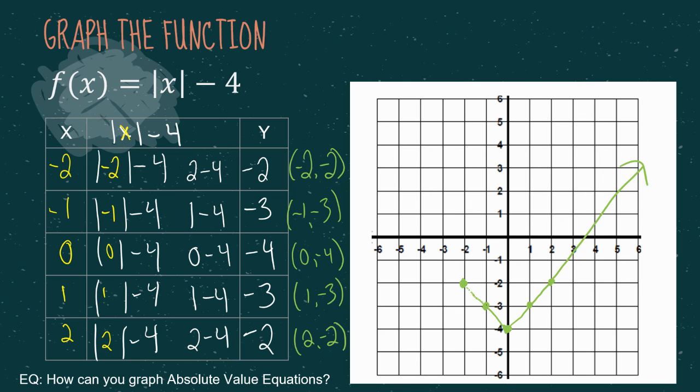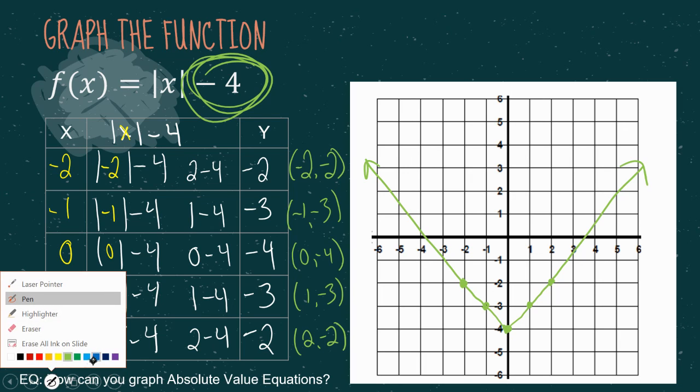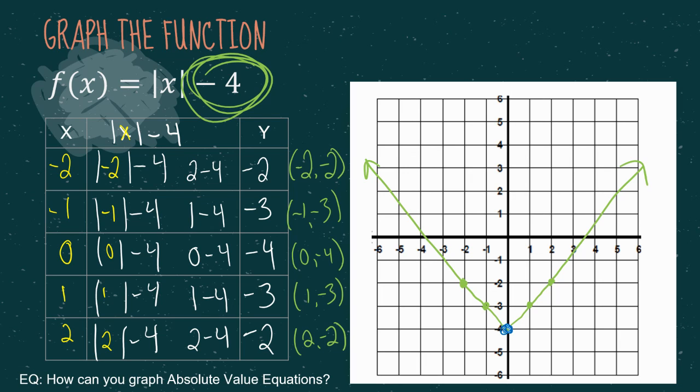And hopefully you realized what that -4 did to this graph. Remember, it was a positive one, so it shifted it up one. The -4 outside the absolute value made it go down. So that is something I really wanted you to notice. So our vertex is at 0, -4.